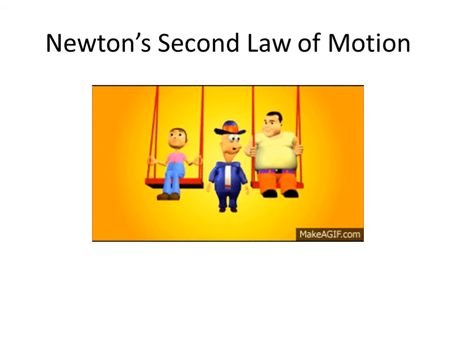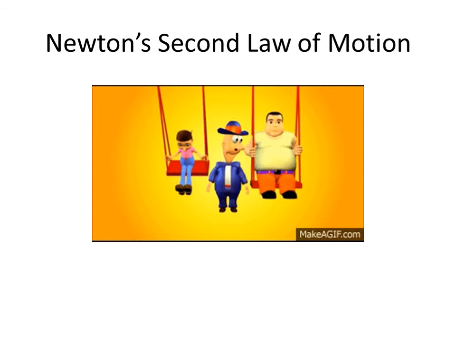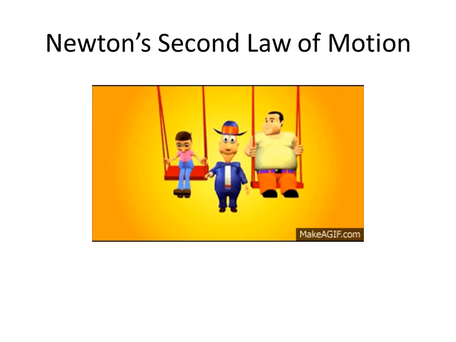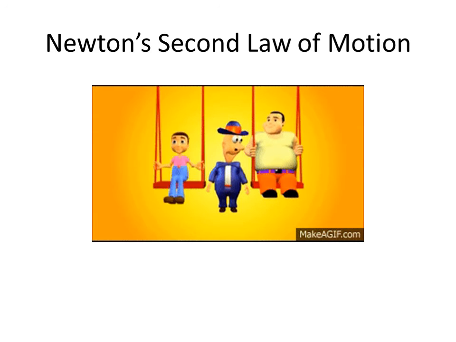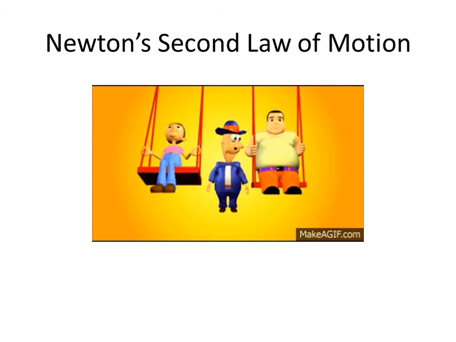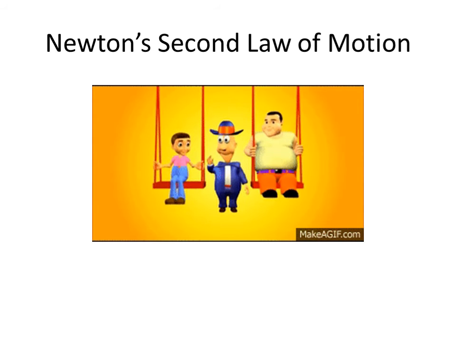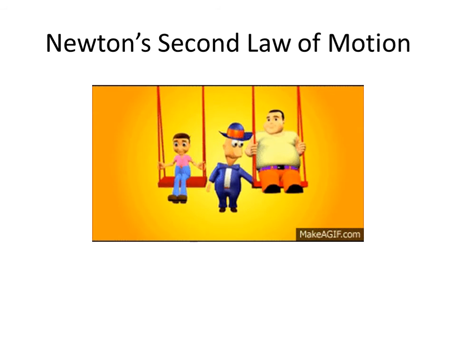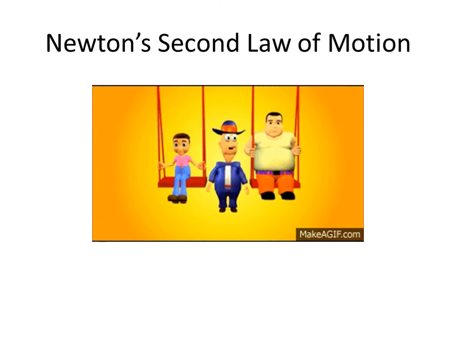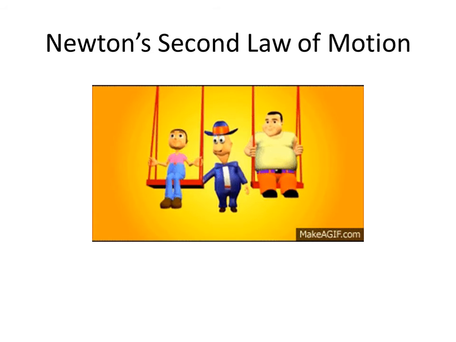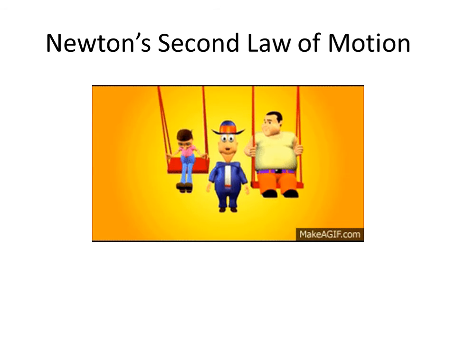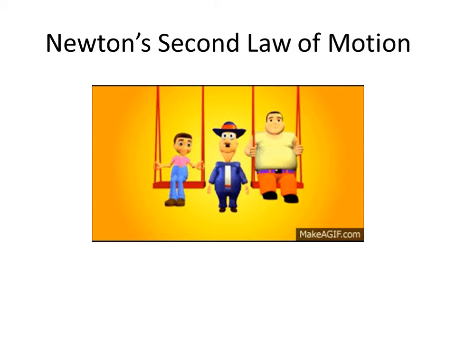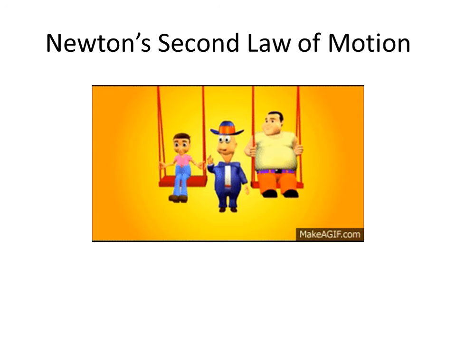So what is the factor that is determining the acceleration here? Why do we have more acceleration for the person on the swing to the left than the one on the right? It is the mass. The mass is what determines the acceleration. What can we say here? If the mass is less, we can accelerate the person more. If the mass is more, we can accelerate the person less, knowing that we are using the same force.